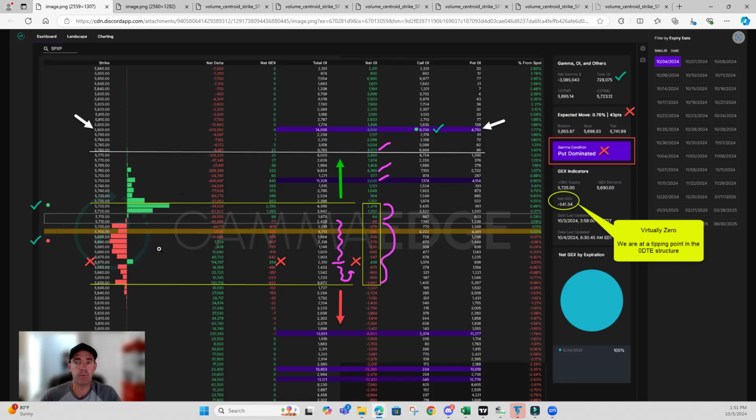And obviously we identified 5,700. That was a key gamma delta level, and obviously a significantly round number where we thought there might be an opportunity for price to move back down to that level with the morning weakness.